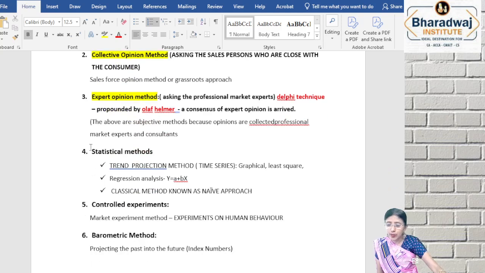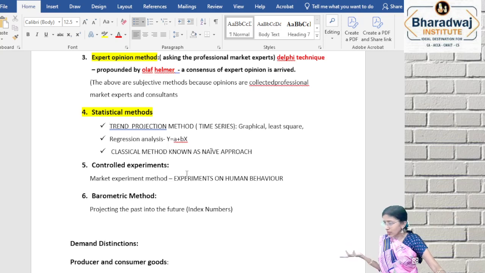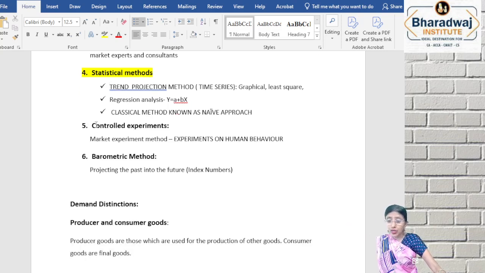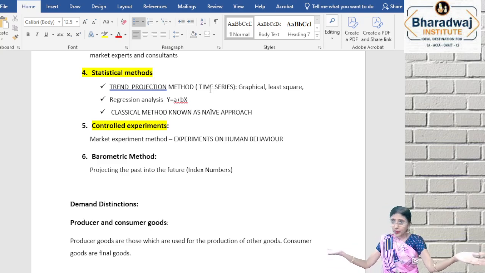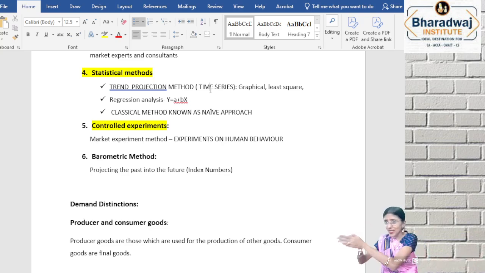The next popular method of demand forecasting is statistical methods. You have studied regression, correlation, all this, because the classical method is naive. And then the controlled experiment method. You know what controlled means? Scientific experiments. For example, with a vaccine, one class of people will be administered the vaccine and another class will not. They will compare these two and see how good it is. One is subjected to the experiment, one is not. That is called controlled experiments.